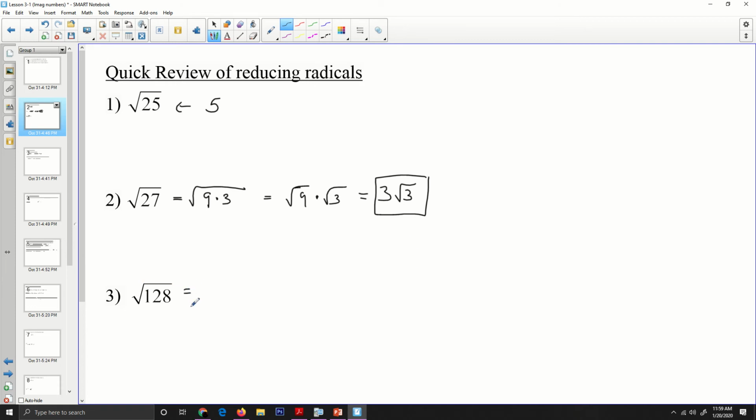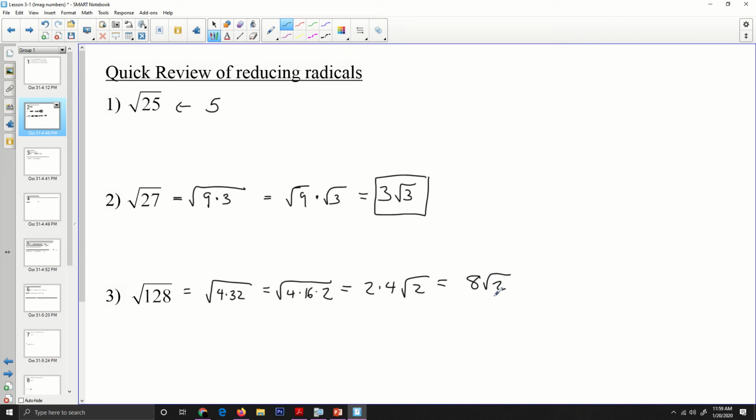128, if I need to reduce that, let's see here. 4 goes into 128 32 times. And 16 goes into 32, so I'll go 4 times 16 times 2. Nothing goes into 2, so we'll leave that. The square root of 4 is 2. The square root of 16 is 4. 2 is a prime number, so it has to stay. So we'll get 8 square root of 2.